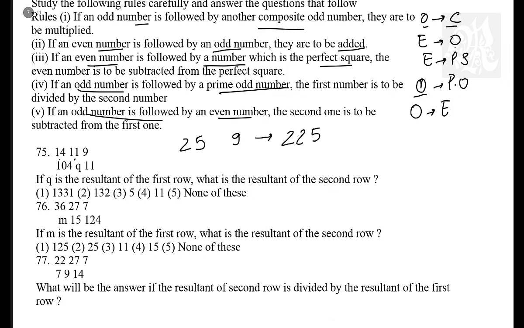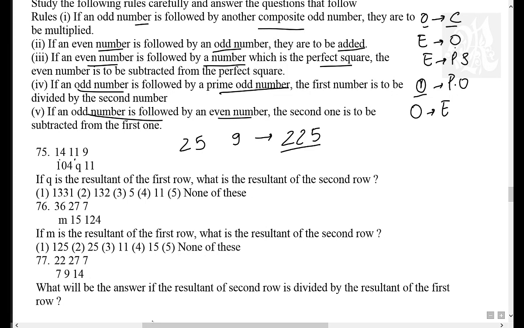Okay? But there's no odd followed by perfect square. Look at the instruction, you have to go according to the instruction. Okay? There is even followed by perfect square. There is no odd followed by perfect square. Are we clear? Yeah, come again.